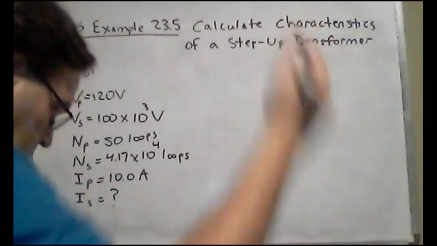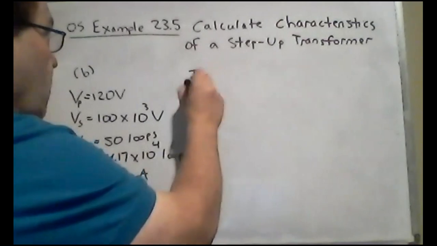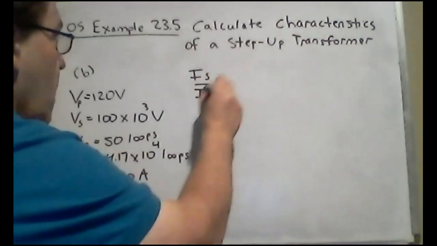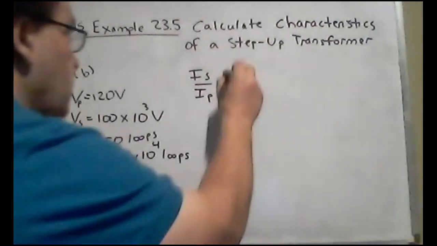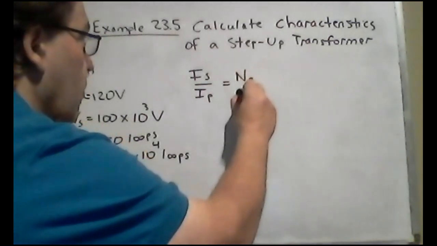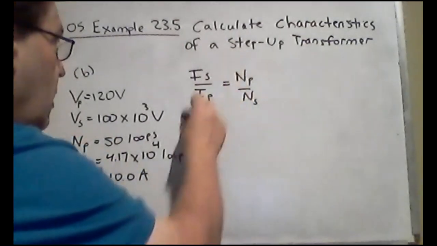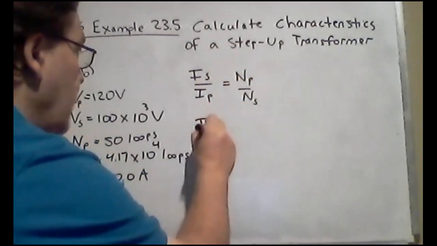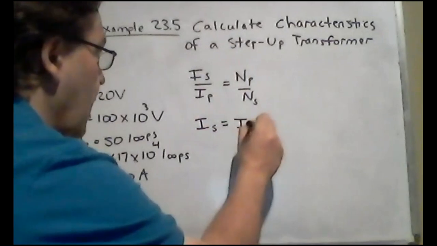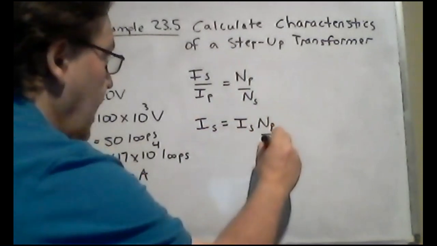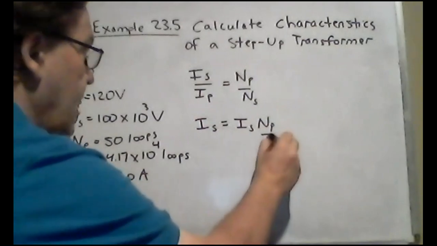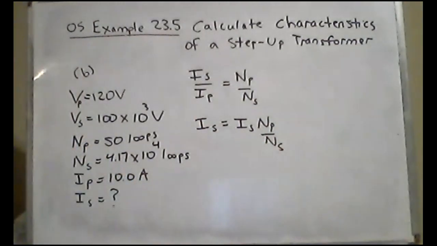So now I'll pick a transformer equation. I sub S over I sub P equals N sub P over N sub S. I want to find I sub S in the secondary. I'm being given I sub P. I can solve this for I sub S by cross multiplying, so I have I sub S as just I sub P times N sub P over N sub S. And I can use this equation now because I now know what N sub S is from part A. Now it's a matter of plugging it in.